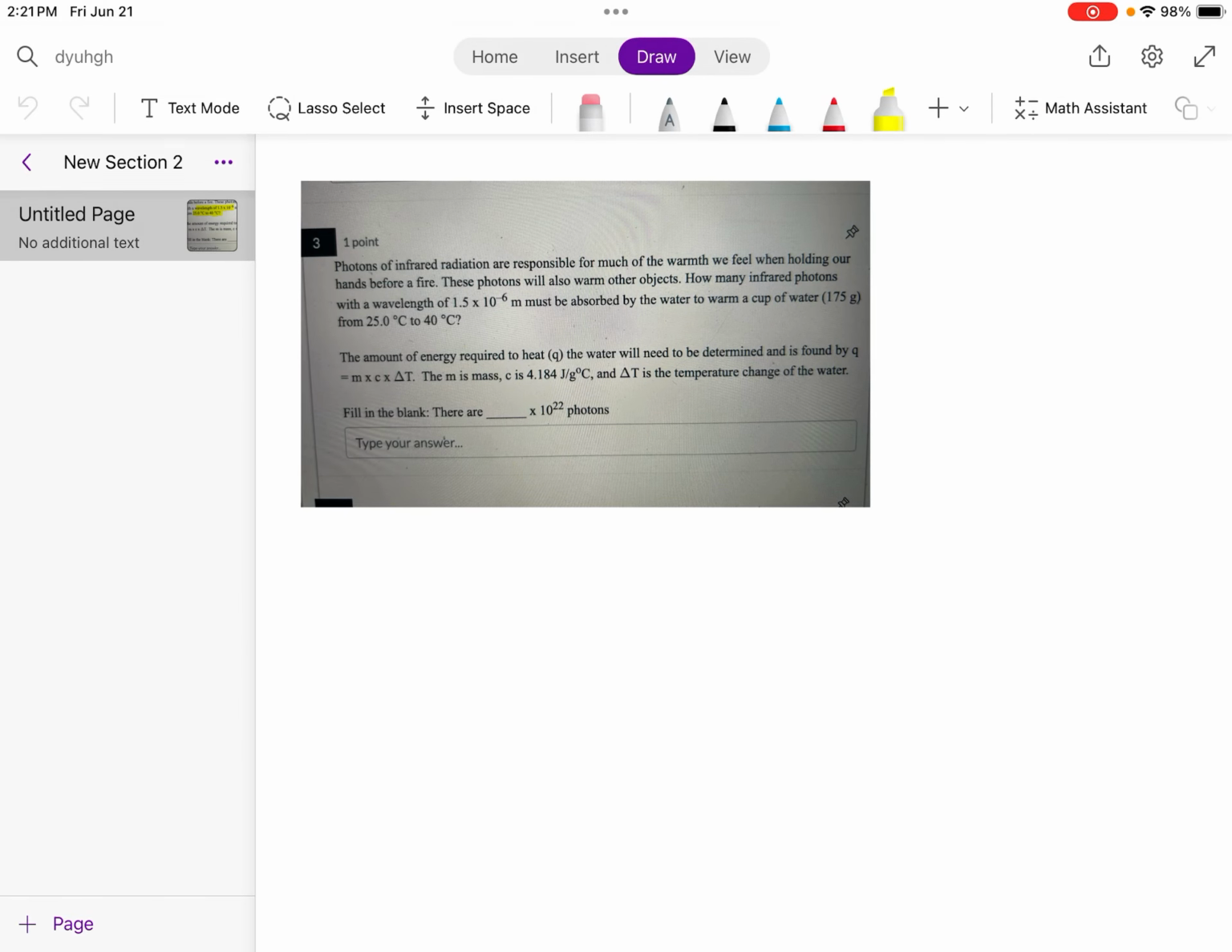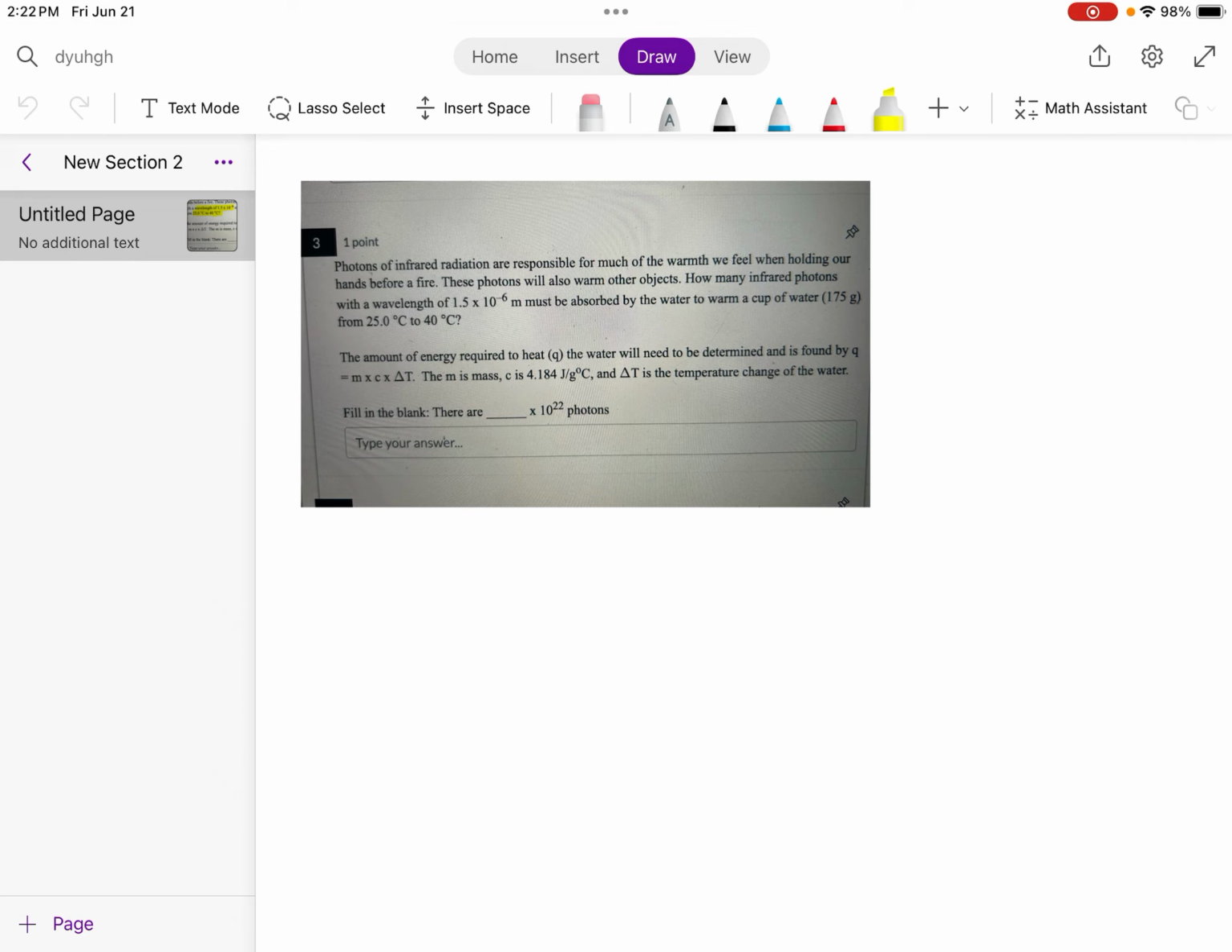Okay, I'll do the short route. This question, let's walk through it. Basically, there's energy being used to warm a cup of water. That's what this first paragraph is telling you. And then the question is how many photons are responsible for doing that.